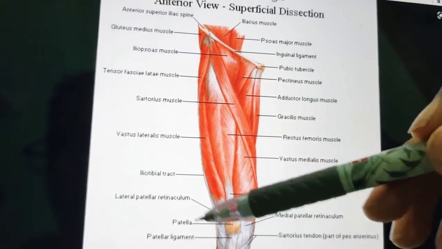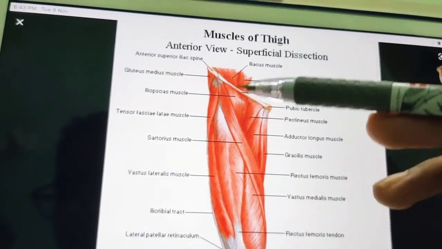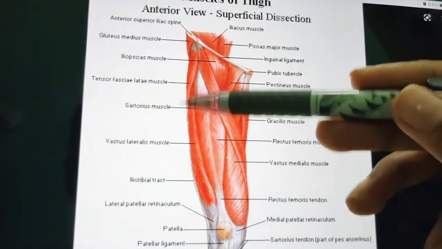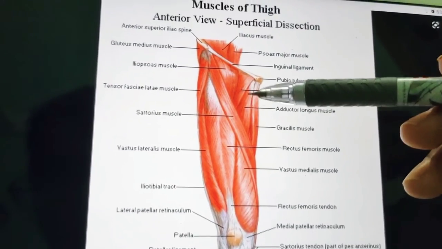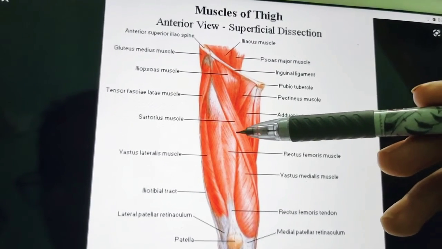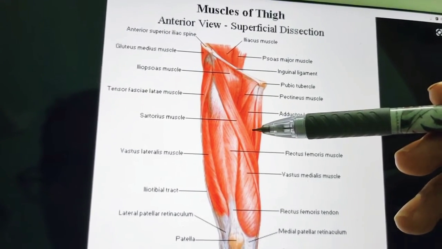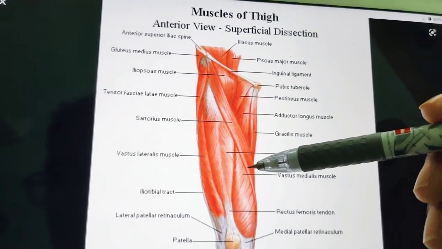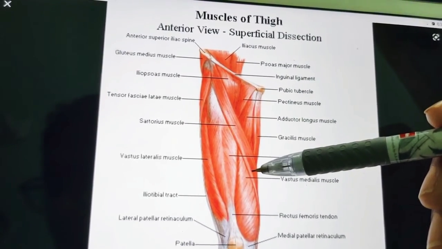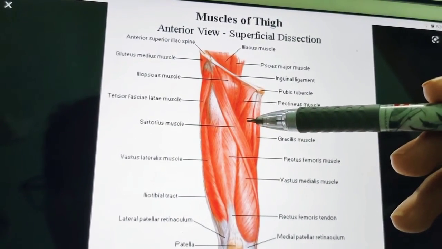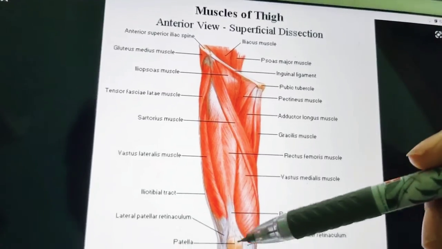The nerve supply of all these anterior compartment muscles of the thigh is mainly by the femoral nerve. As the femoral nerve passes here, all these muscles are supplied by it, and the femoral nerve root values, which we already discussed, are L2, L3 and L4. Now the actions of these muscles. The sartorius is an abductor. Abductor means pulling the leg away from the body side. It is also a lateral rotator of the thigh, and a flexor for the leg.